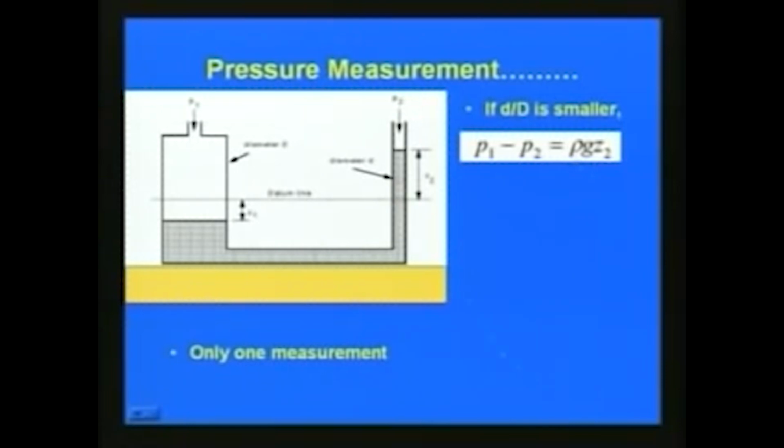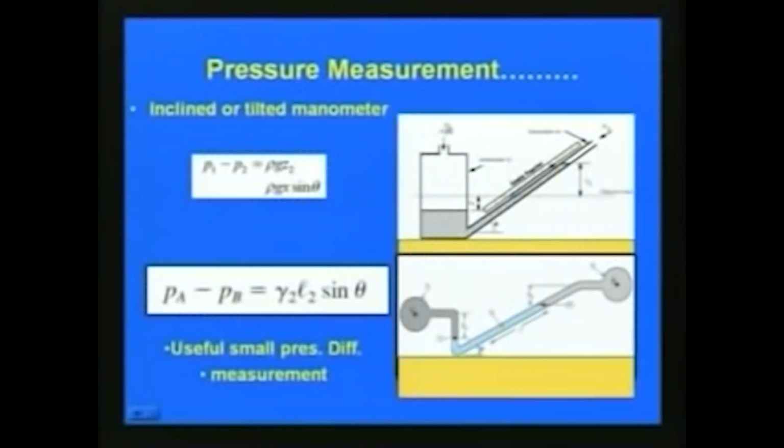In this case we are measuring only at this location, only Z2 is measured, and the equation is P1 minus P2 equal to rho g into Z2. The advantage is only one measurement, but it is less accurate than what we have seen in the earlier cases. Sometimes we can use the inclined or tilted manometer, which may be more accurate compared to the earlier one. It is demonstrated in this figure here.